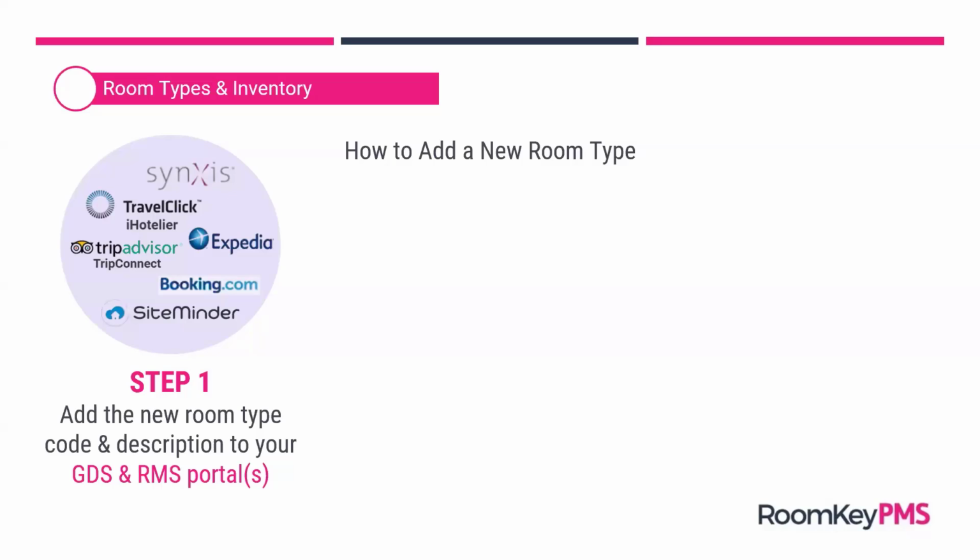You're going to add the new room type and code and description, any policy information directly to your GDS and RMS portals. So you need to do that step first on the third-party portal. You may have to do that across a couple of portals first. So if you do have a GDS channel manager and you also have a revenue management system like Duetto or Ideas, you'll want to add the new room type to both of those platforms first.